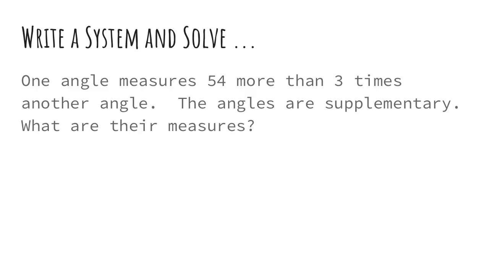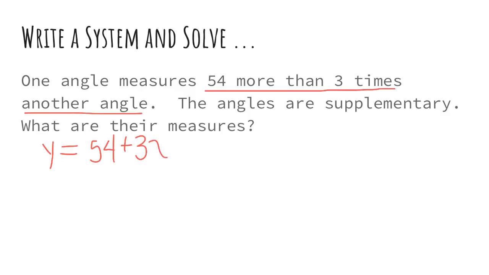Okay, so it says that one angle measures 54 more than 3 times the other. So one angle equals 54 more than 3 times the other. And I'm just arbitrarily putting an X and Y. They don't really mean anything. They don't stand for anything other than those are the two angles. And then it says that they are supplementary. So X plus Y equals 180 degrees.